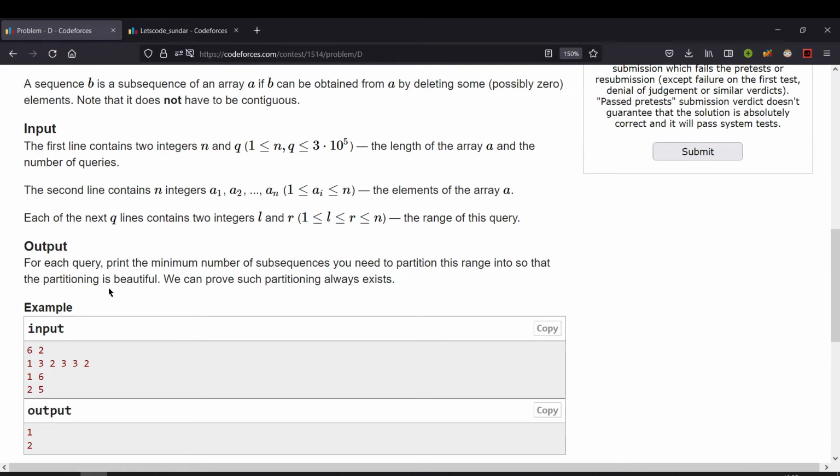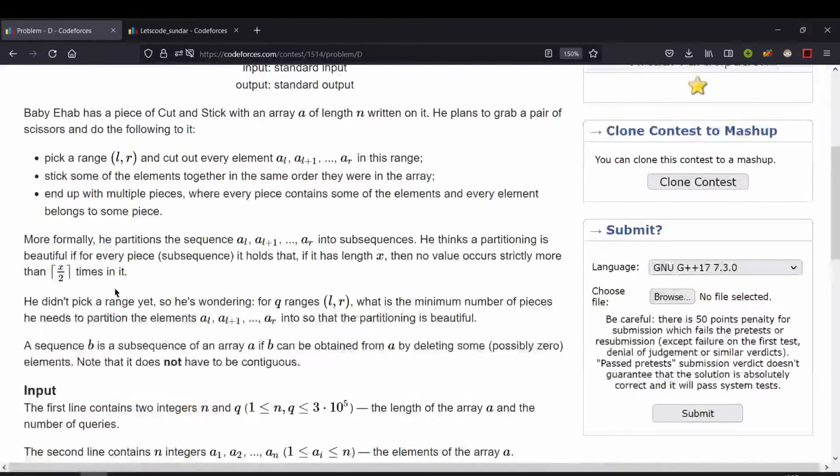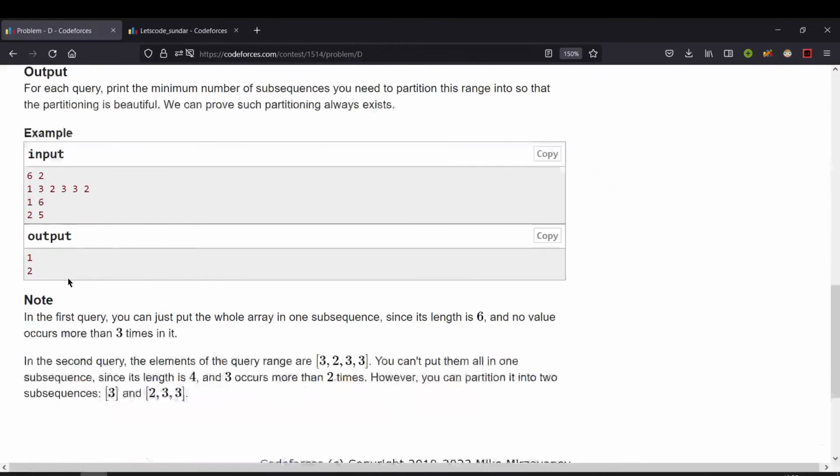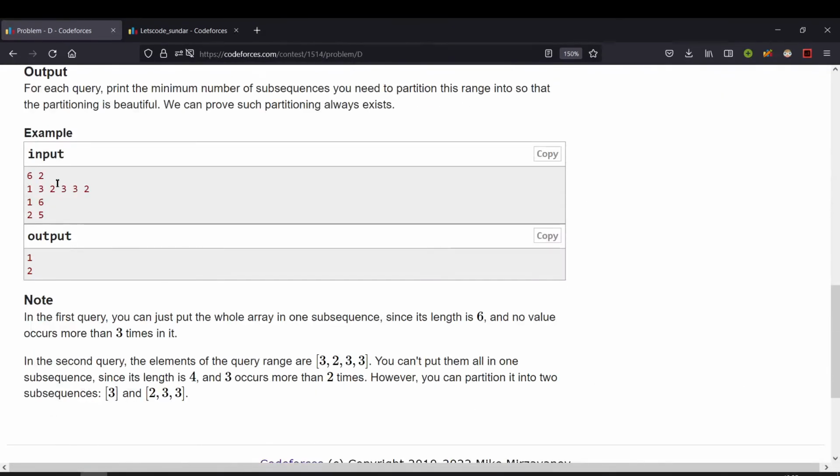The thing is, I don't know what to do. Let's see. We have 2 till 5. Now we have to partition this array. What's the array? Oh, okay, this range 2 till 5. And we have 3, 2, 3, 3. So the count of any number in the particular partition should not exceed... 5 minus 2 is 3, 3 plus 1 is 4, 4 divided by 2 is 2. So the count of repetitions should not exceed 2.